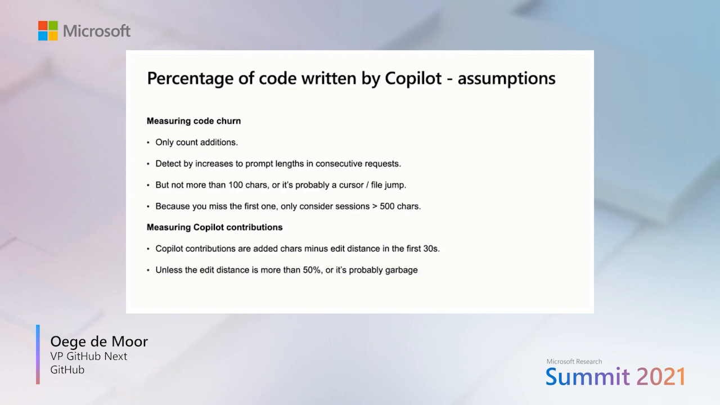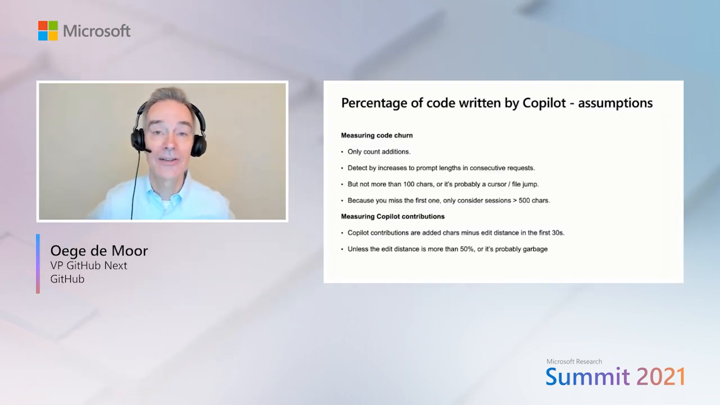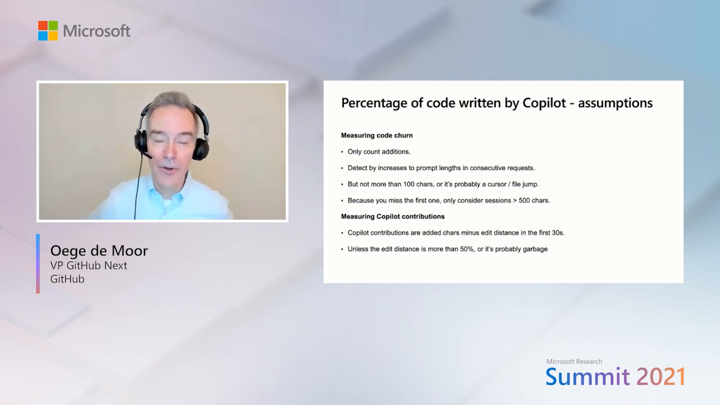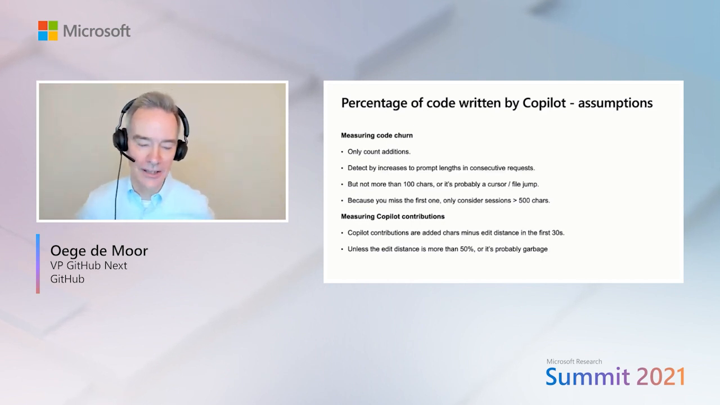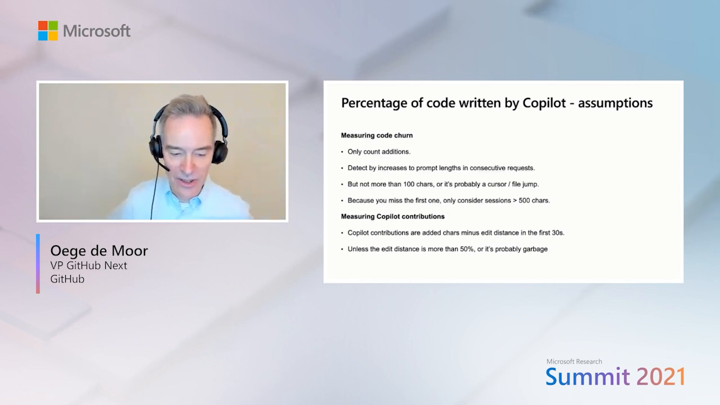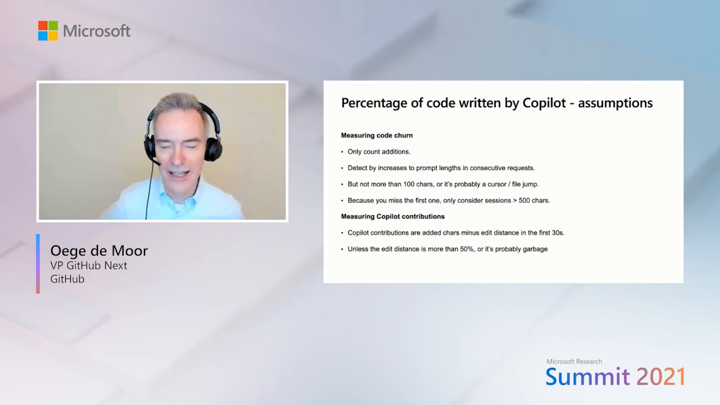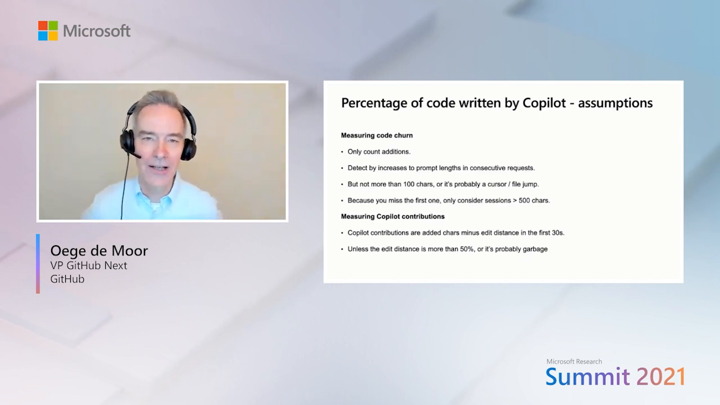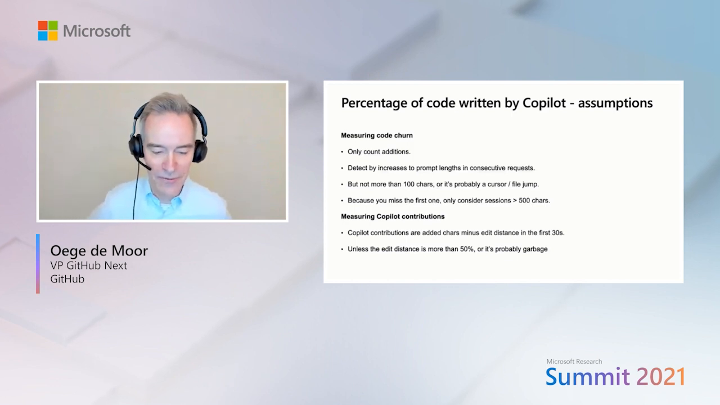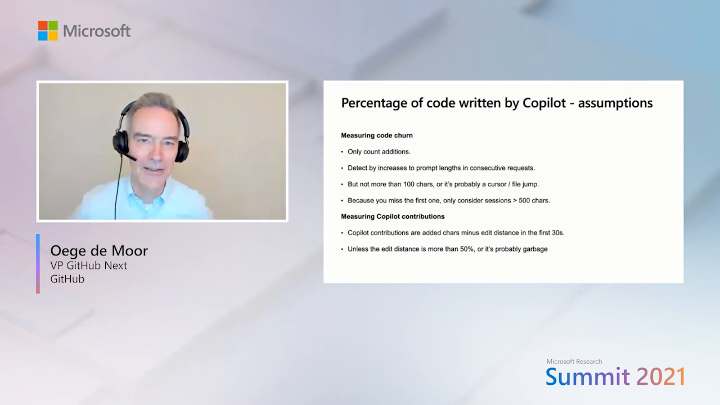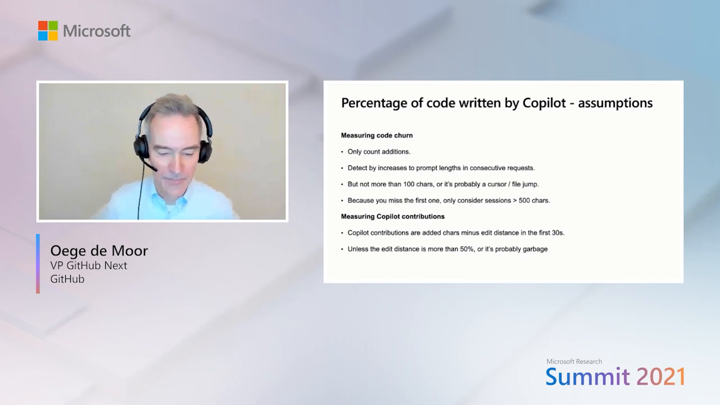And the way we detect that is that we look at the prompts for consecutive requests. So as you're typing, every so often a new request is issued and sent to the model, which we see in our telemetry. And if the prompt became larger, there's more code than there was before, we count that as an addition. However, not if it changed too much. If it changes by more than 100 characters, you probably jumped around in a file, or you even went to a different file. So we don't believe that you typed that, so we don't count it.